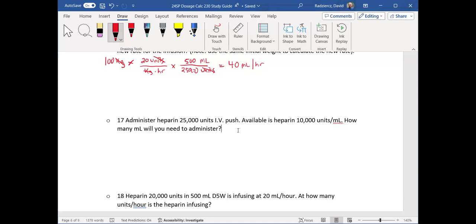Yep, you got it. Good. So I'm going to stop marking all those. If you like to do ordered over available, what are you being ordered? 25,000 units. What do you have available? 10,000 units. So if you prefer ordered over available, then you would push 2.5 milliliters.